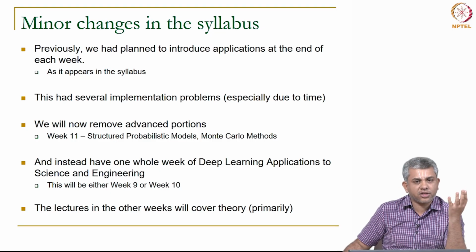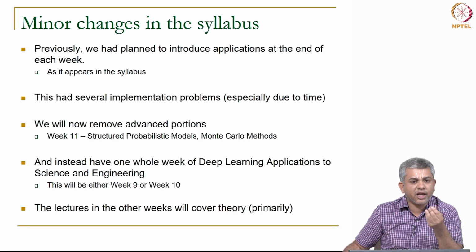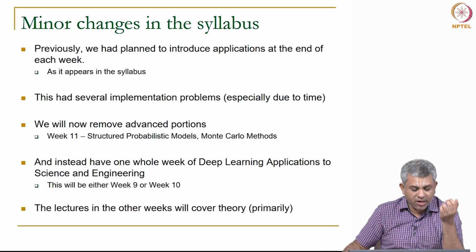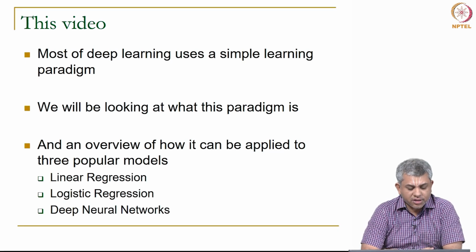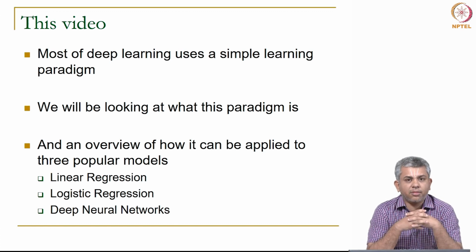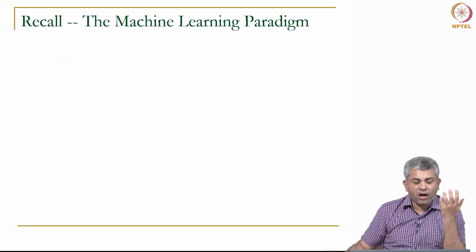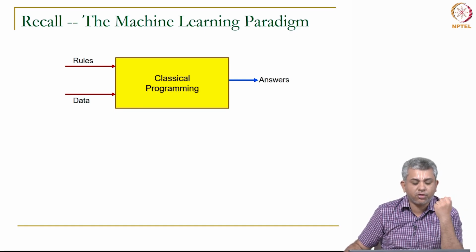The other weeks' lectures will of course cover the primary theory and the primary computational ideas that you need in order to implement deep learning, and we will take some standard examples and some engineering examples, but the heavy load of applications will be relegated to week 9 or 10 of this course. So, in this video we will be discussing the following ideas. Most of deep learning uses one simple learning paradigm or one simple template by which it learns. We will now look at how it is applied to linear regression and logistic regression. I will give you a brief idea and then we will get into the details.